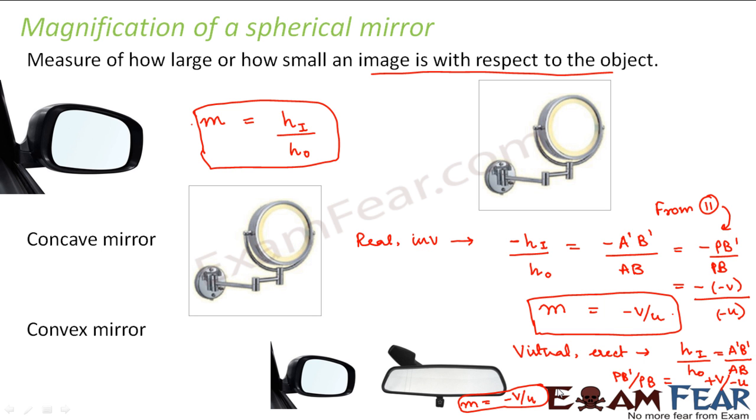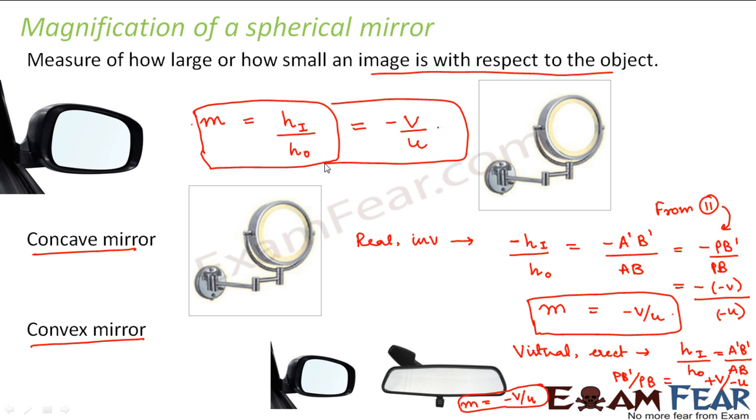So we can see that whether it is a concave mirror or a convex mirror, magnification is equal to height of the image by height of the object, which in turn is equal to minus v by u. Right? So this is how we determine the magnification of a spherical mirror.